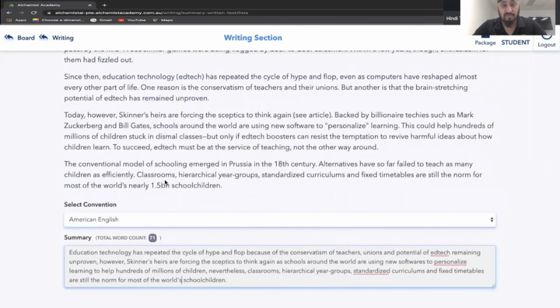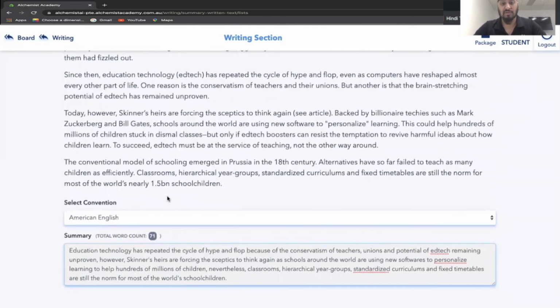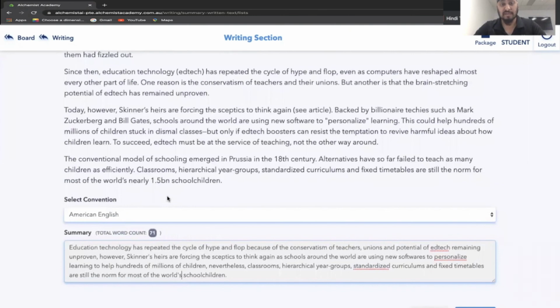The reason why I removed nearly 1.5 billion is because this BN is just too short. It's an acronym, and I usually avoid it. For me personally, I don't try to put acronyms unless they've been repeated a lot of times. So I'm gonna just submit it and see what scores I get.